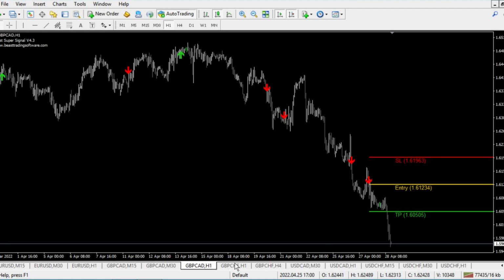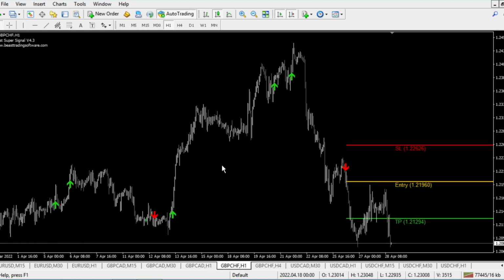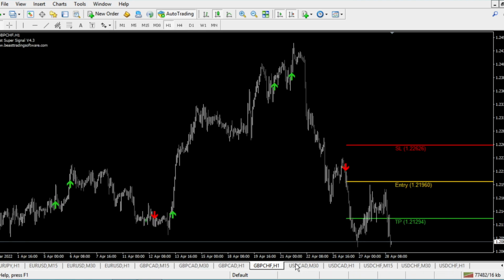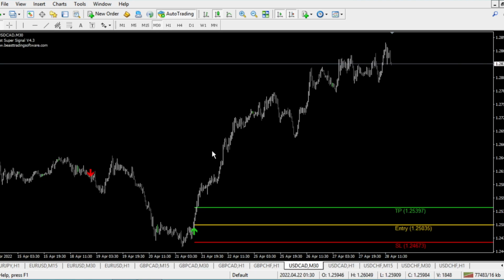Moving up onto pound and Swiss franc. Also, generally, we had a couple of losses here and there, but then we did recover nicely with a couple of good buys and another very nice sell over there. And moving up another time frame. Oh, it seems like I didn't load on this one. Let's go ahead onto US dollar and Canadian dollar.